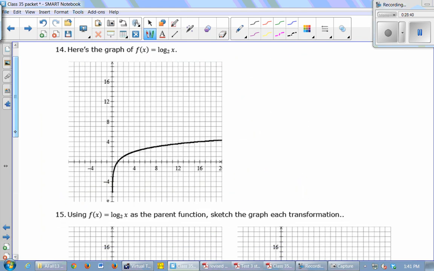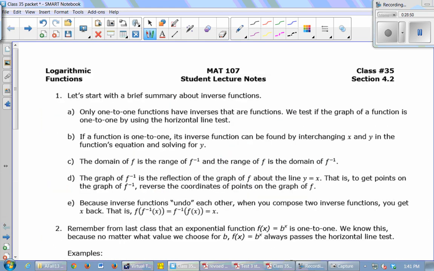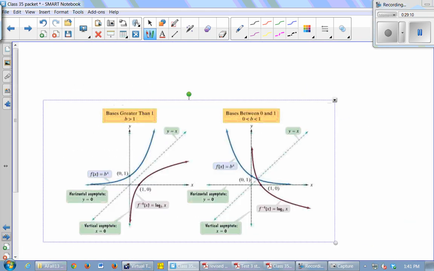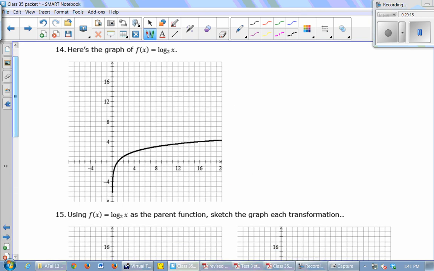Okay, so here's the graph of log base 2 of x. And we sketched this earlier in class, right? Like one of the very first things we did. We go back to it so you can see it. Here was 2 to the x. I reflected it over the line y equals x. And this is the graph y equals log base 2 of x. So the very first thing we did in class today was sketch that graph by sketching the inverse of 2 to the x.